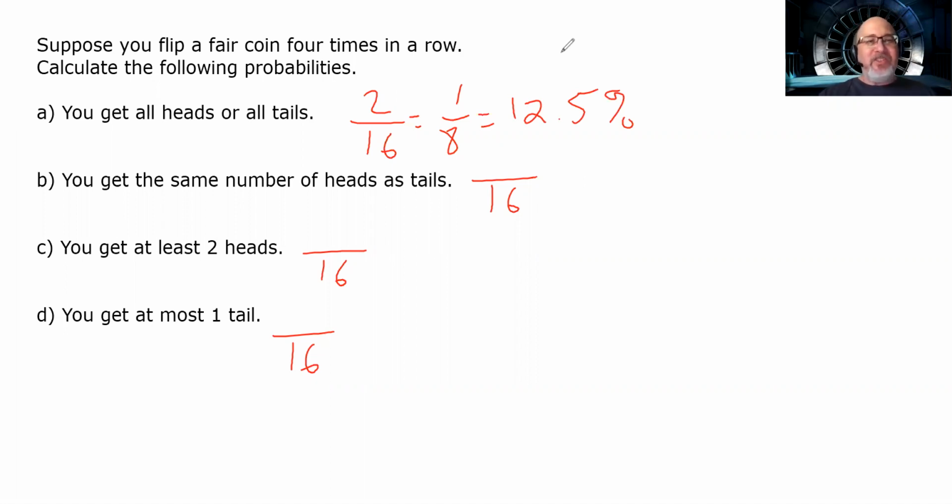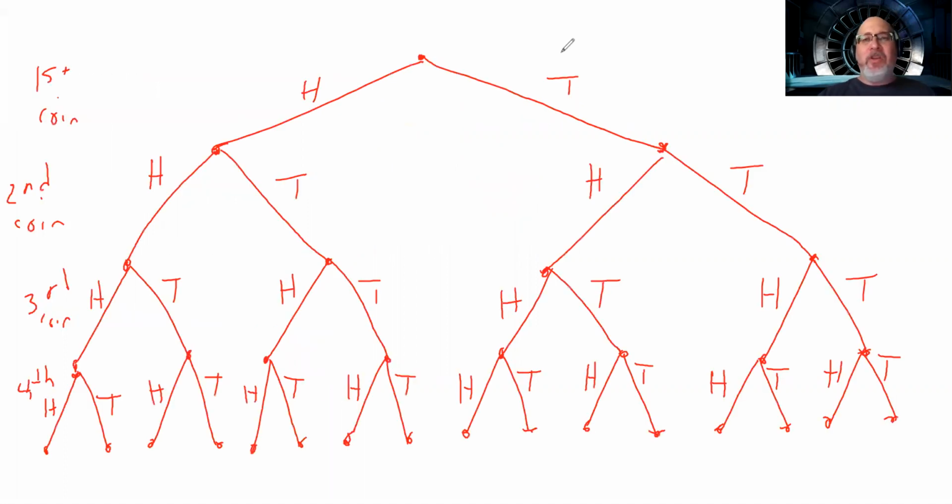Okay, part B, you get the same number of heads as tails. Well, we flip 4 coins, so if we got the same number of heads, that means 2 heads and 2 tails. All right, this one's going to take a little bit more work. But instead of starting at the top and going down, let's just go to the end of each branch and see what they represent. So starting with this branch here. Well, we know this one is all heads, so it's not 2 of each, so we can skip that.